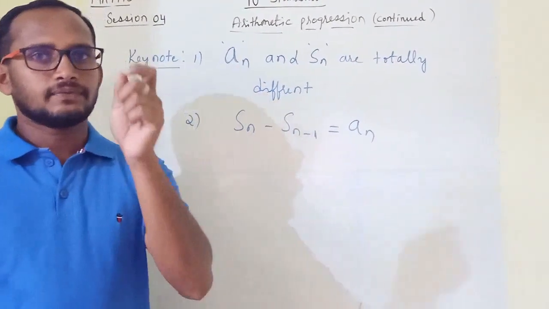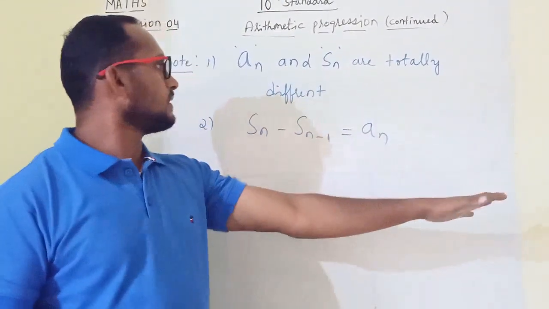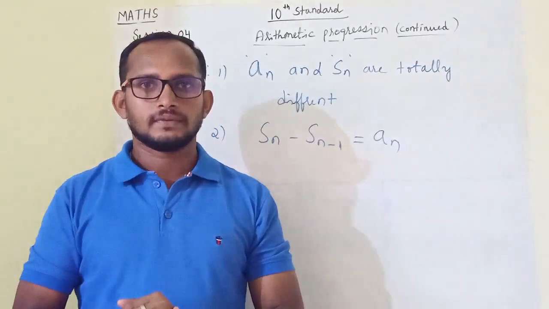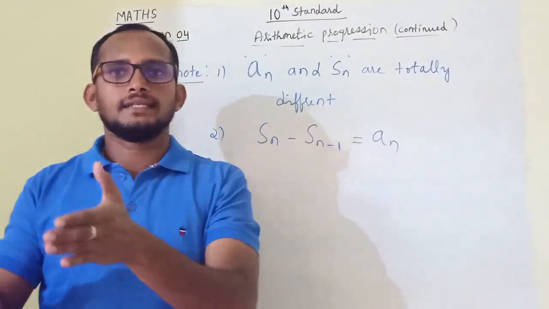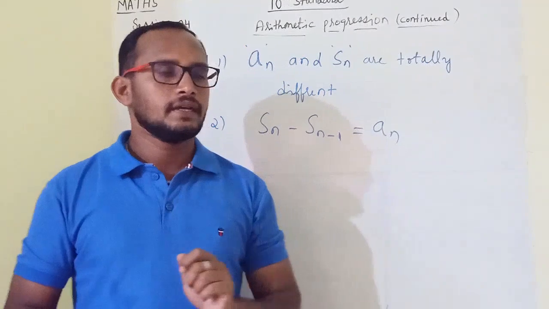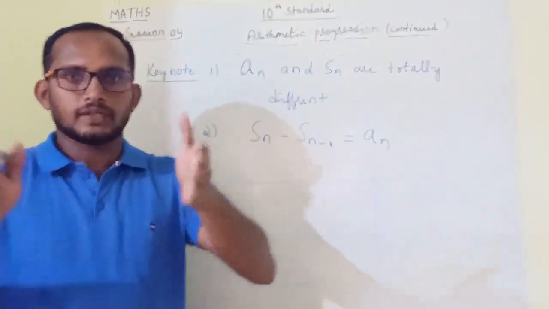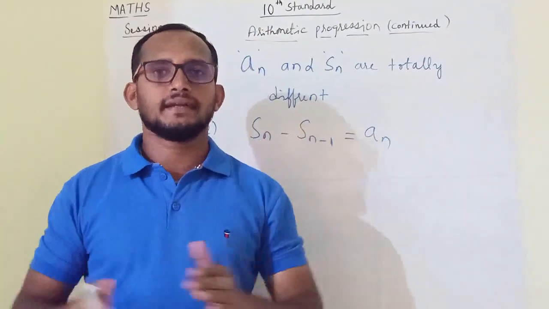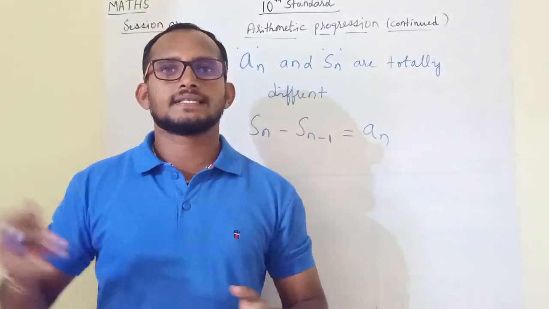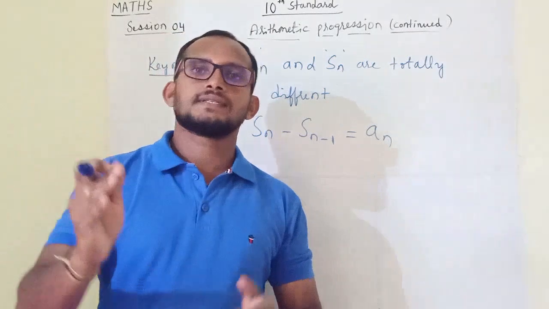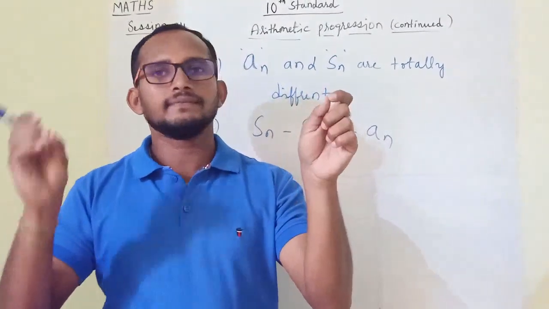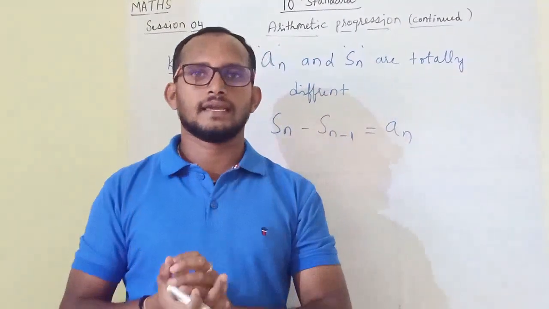Now, the concepts of an and Sn are totally different. Most of our children will compare an with Sn and Sn with an. Keep this in your mind, don't forget it. They are totally different, two unique natures. an is just a term of a sequence. Sn is the sum of the first n terms of the sequence. So don't compare an with Sn and Sn with an.